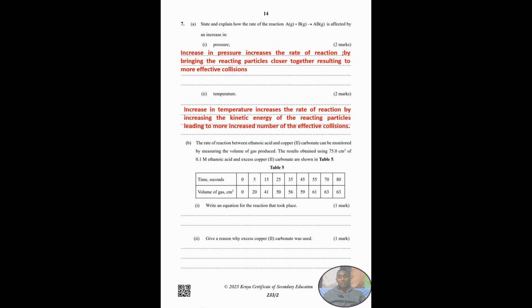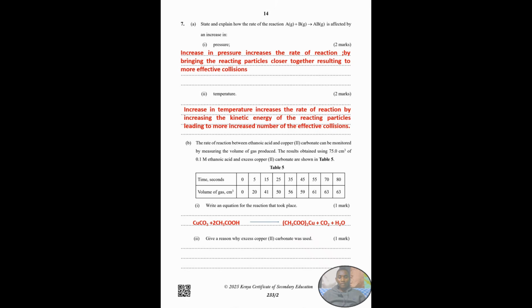So in this case, our reaction is going to be copper 2 carbonate plus 2 moles of ethanoic acid, and we obtain copper 2 ethanoate, carbon dioxide, and water. Please do not forget to include the state symbols.